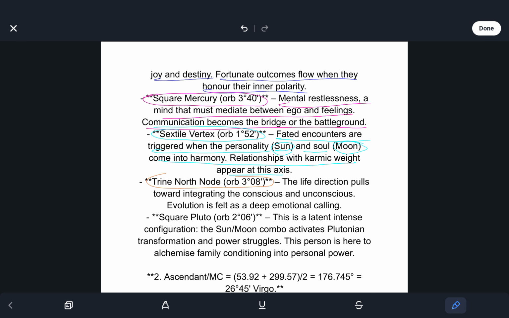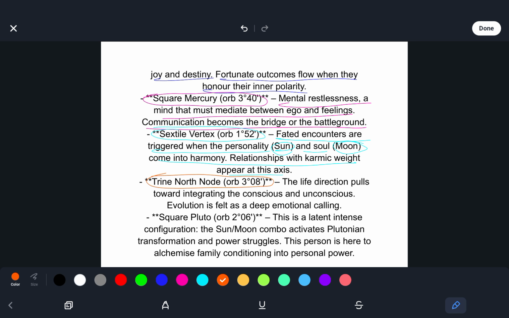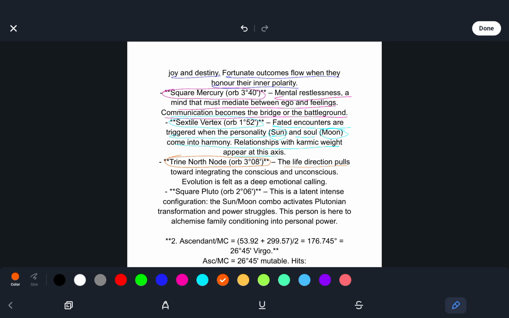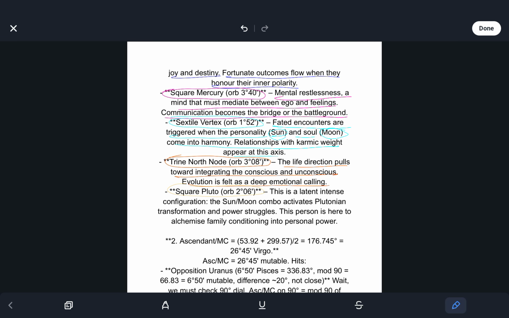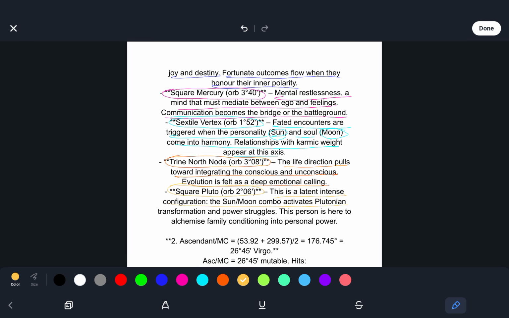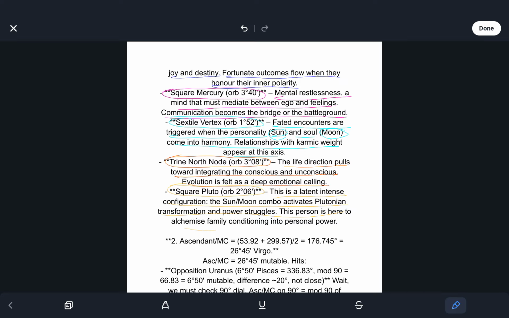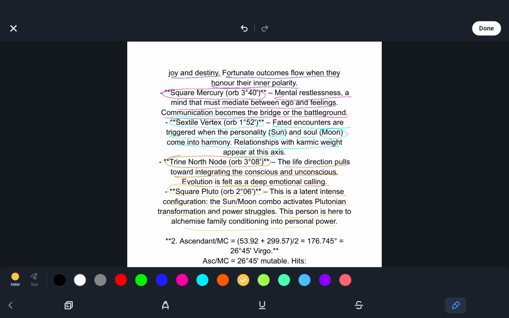Trine Rahu, an orb of 3 degrees 08. The life direction pulls toward integrating the conscious and unconscious. Evolution is felt as a deep emotional calling. And square Pluto, orb of 2 degrees 06. This is an intense configuration. The Sun-Moon combo activates Plutonian transformation and power struggles. This person is here to alchemize family conditioning into personal power.